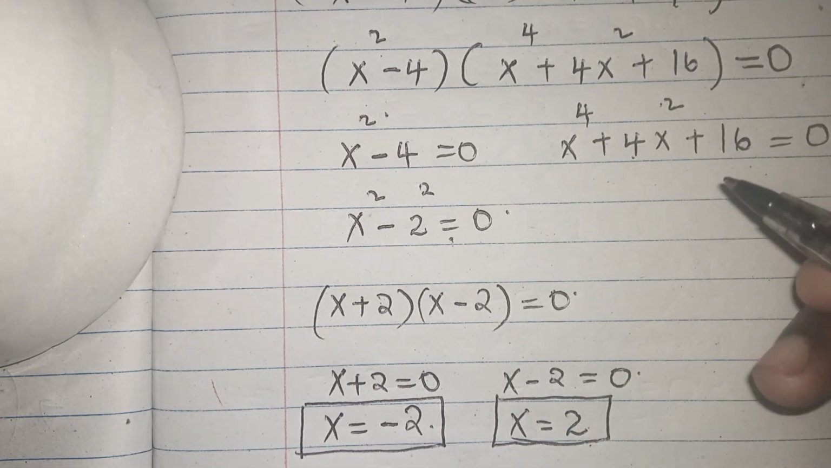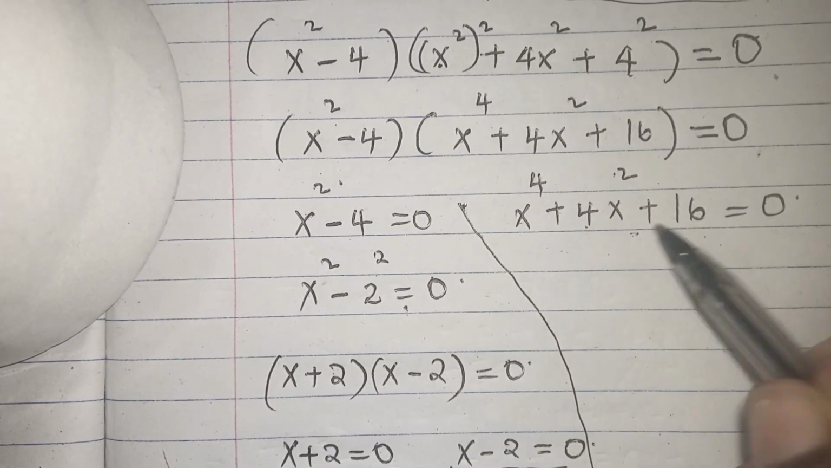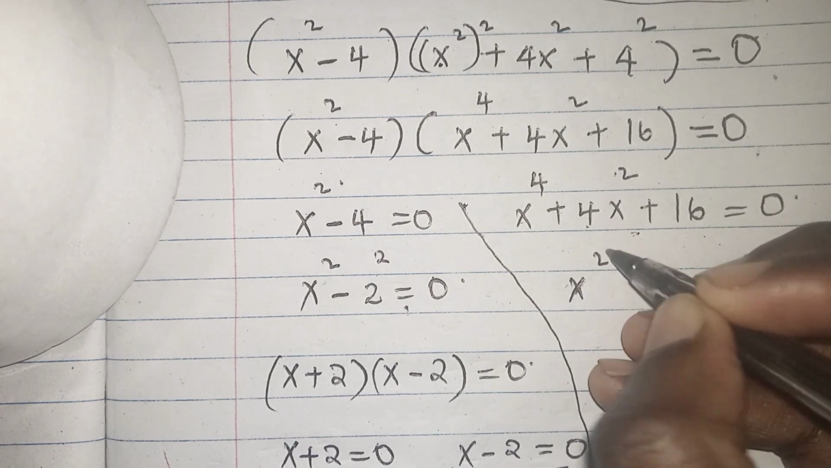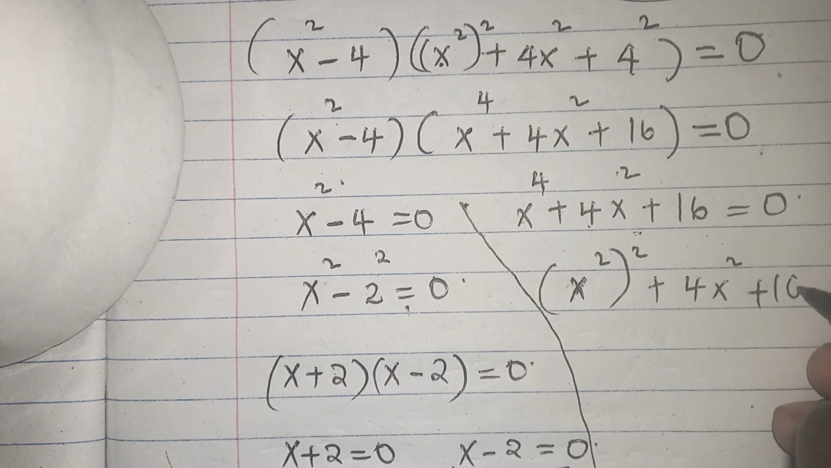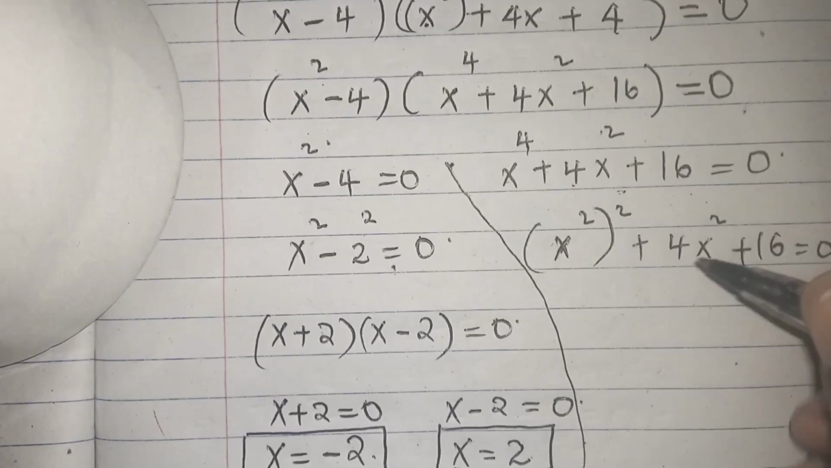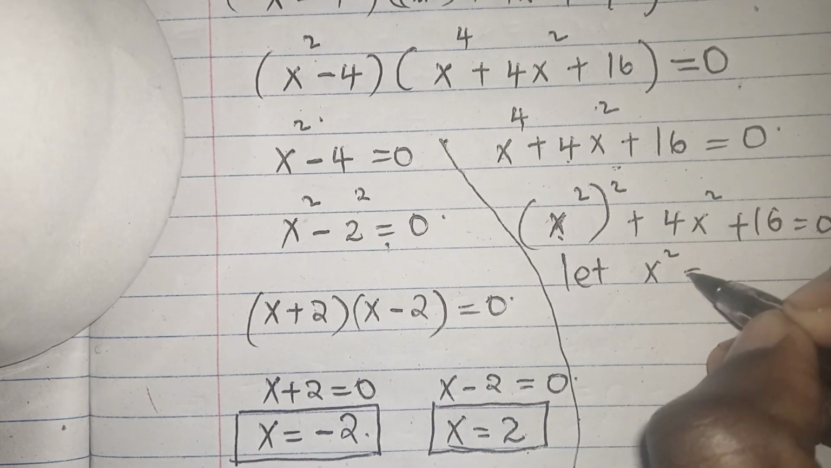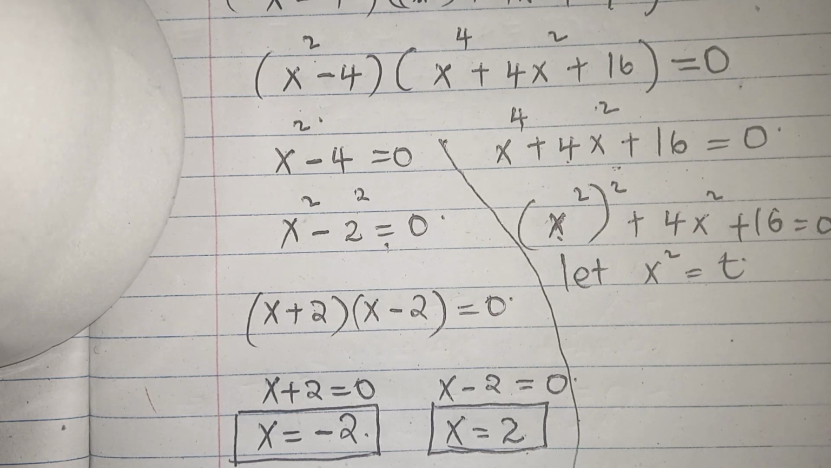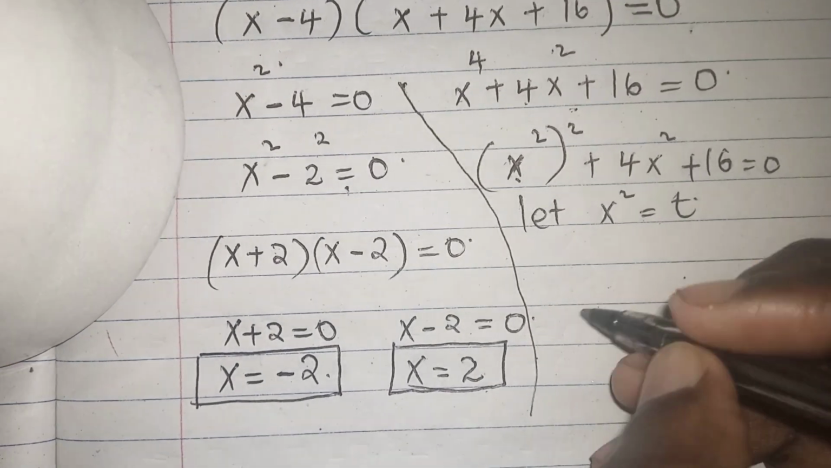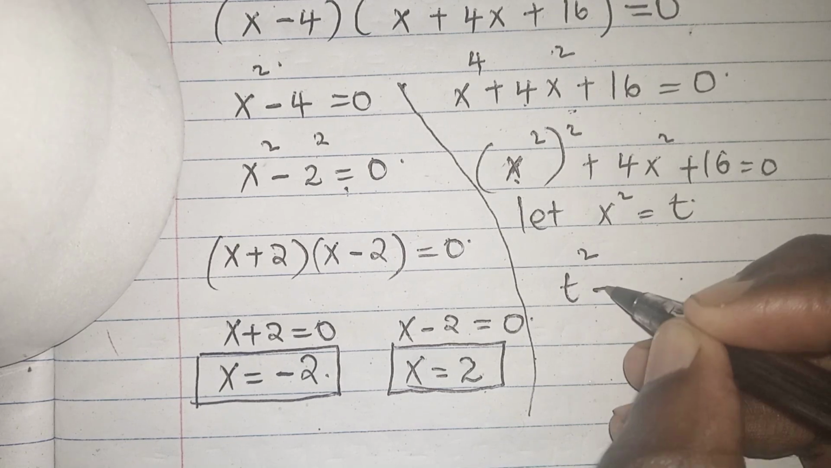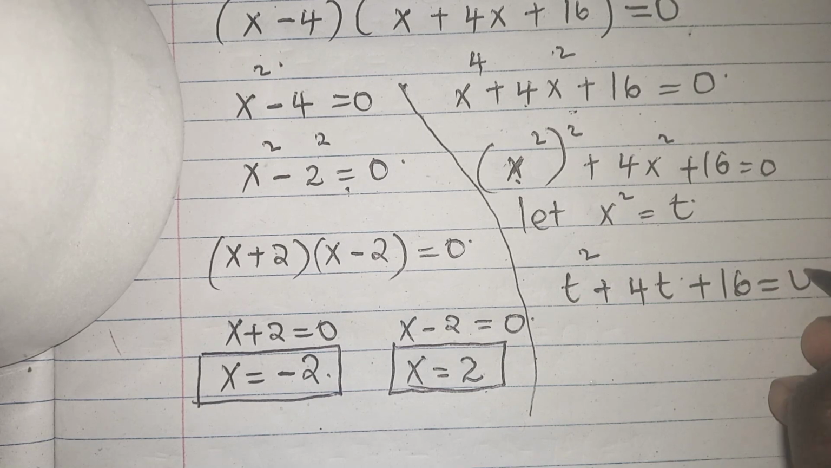So on the other hand, we want to solve this equation here, whereby x squared, all this squared, plus 4x squared plus 16 is equal to 0. So you can see x squared is common, so we shall say let x squared is equal to t. Where there is x squared, we are replacing it with t. So therefore this will be t squared plus 4t plus 16 is equal to 0.